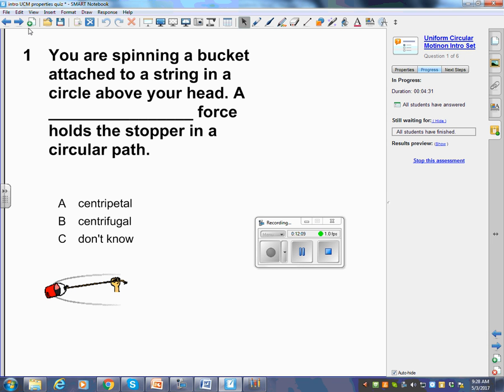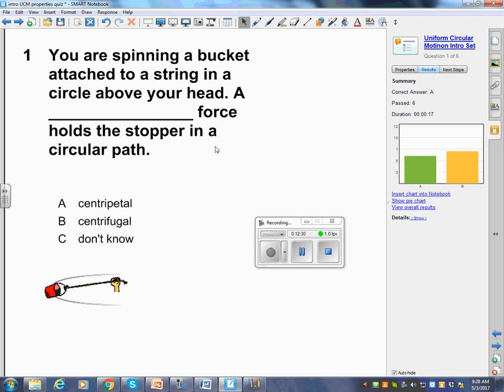Me mostly. You are spinning a bucket attached to a string in a circle above your head. A something force holds the stopper in a circular path. So, you know, like this kind of thing, right? Is it centripetal, or I don't know? And the answer is A, centripetal.